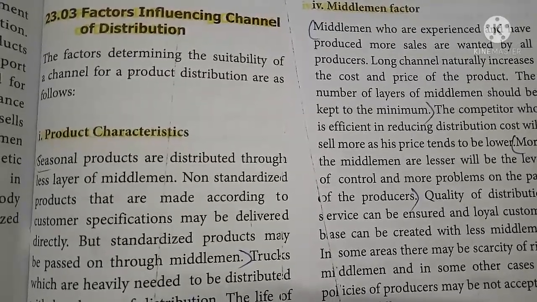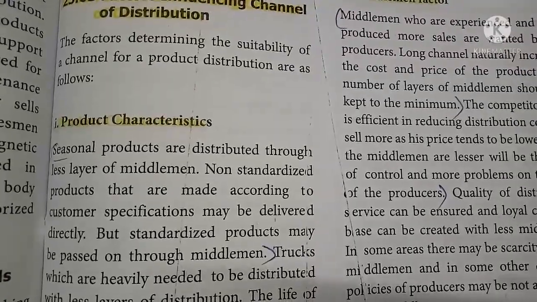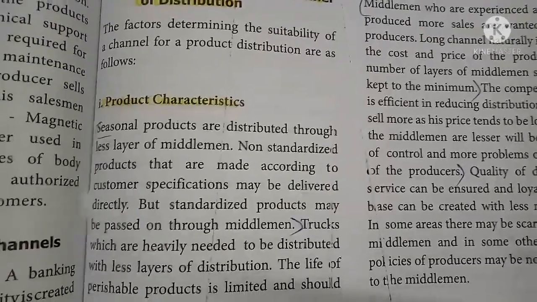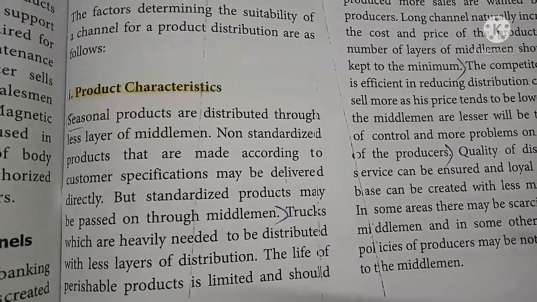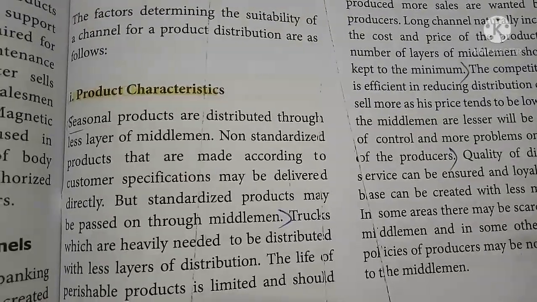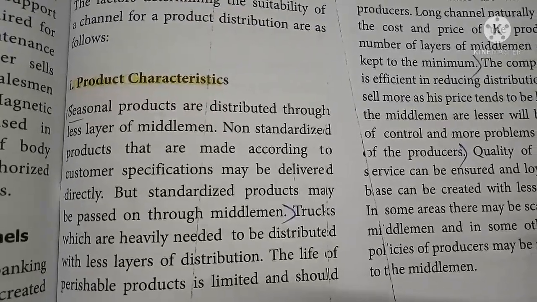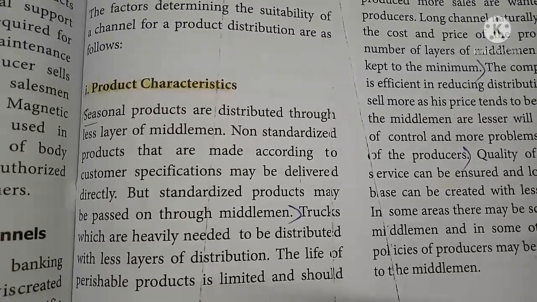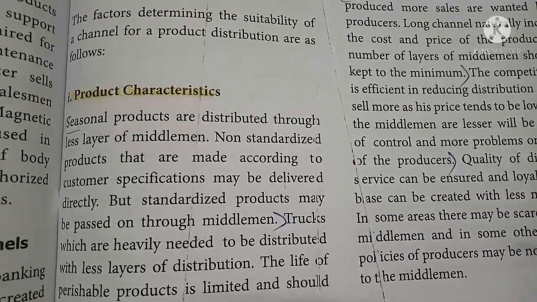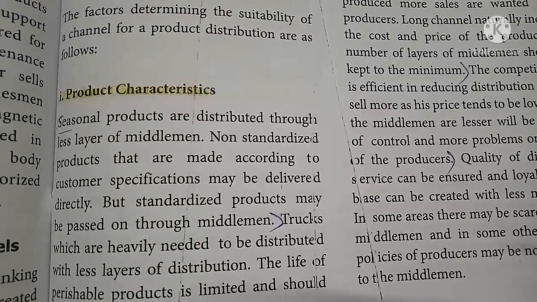So in order to select the best channel of distribution, the following factors should be borne in mind by business people. That is, product characteristics. Seasonal products are distributed through fewer layers of middlemen. Middleman means the person who intervenes in the exchange of goods from the manufacturer to the consumer. So based upon the seasonal product, the channel should be selected, whether we use more middlemen or fewer middlemen.